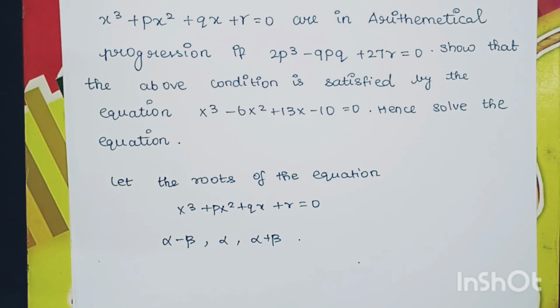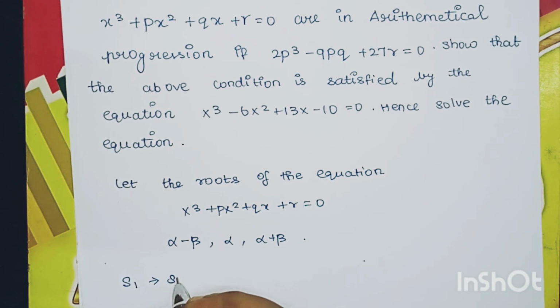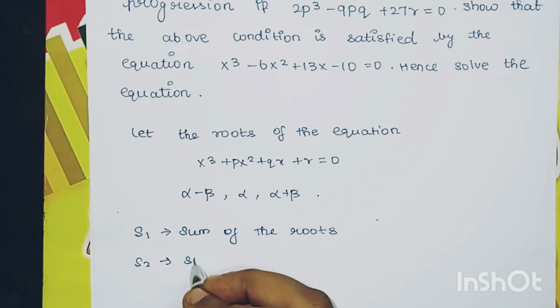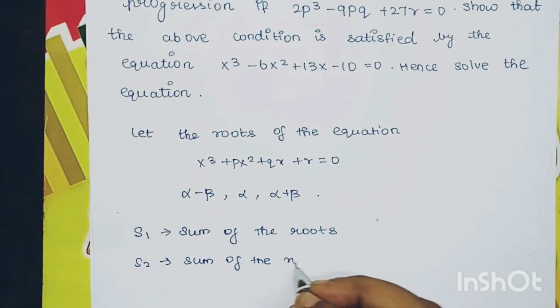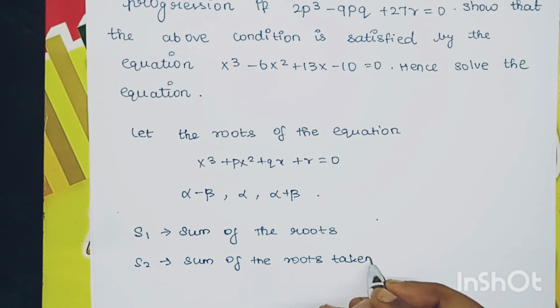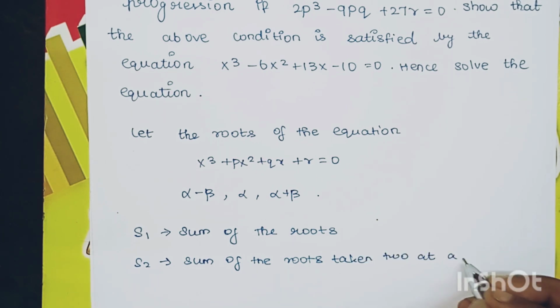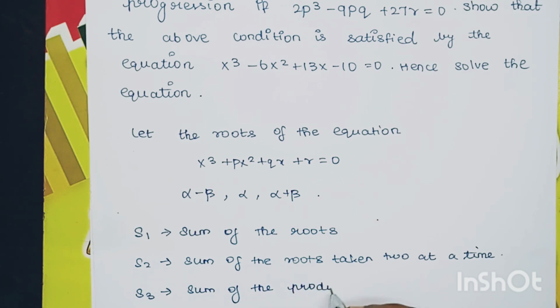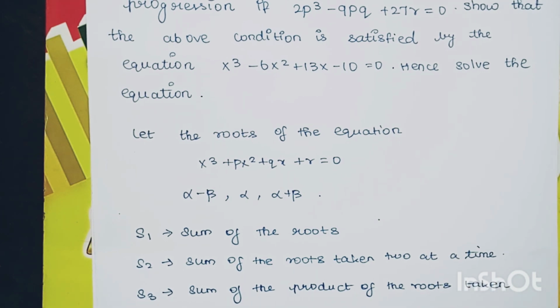So now we have to form the relation of the roots and coefficients. So first S1, that is the sum of the roots. Next S2, it is the sum of the products of the roots taken 2 at a time. At last S3, it is the sum of the products of the roots taken 3 at a time.